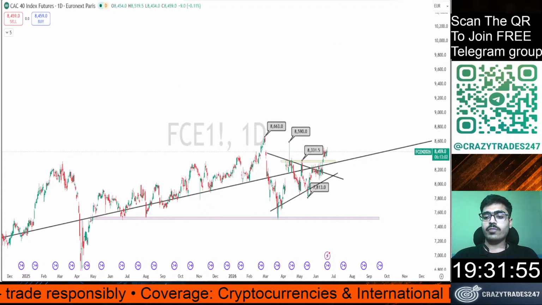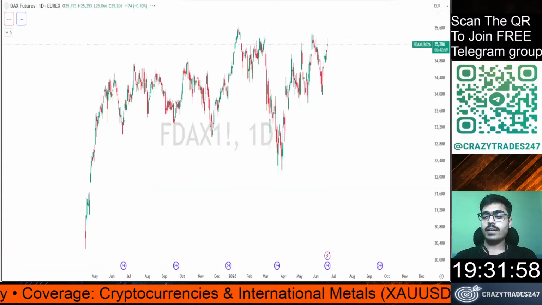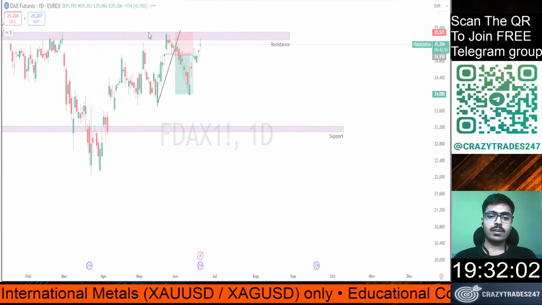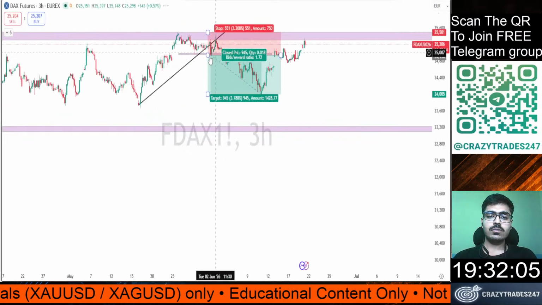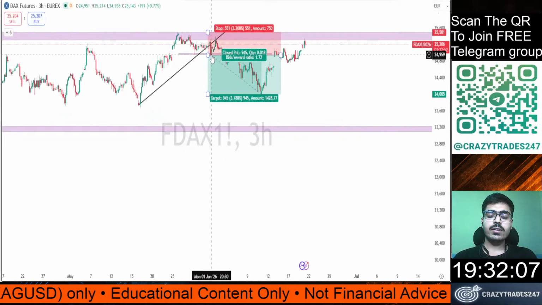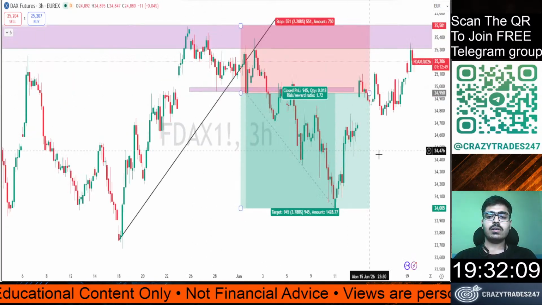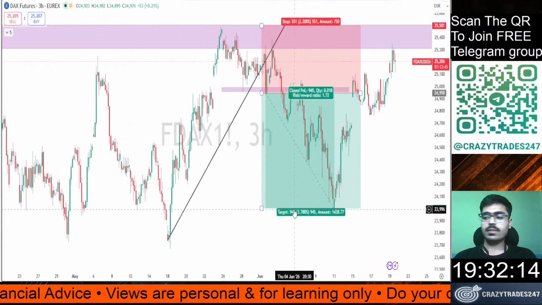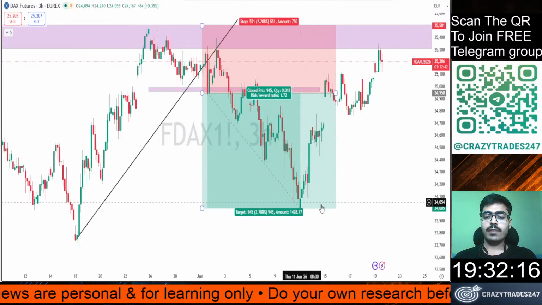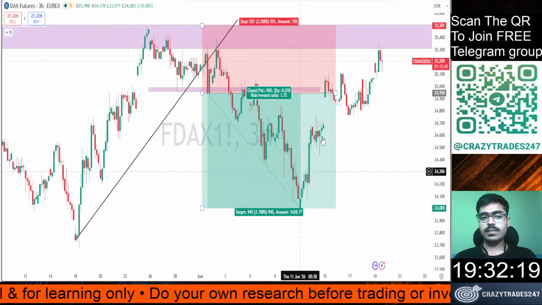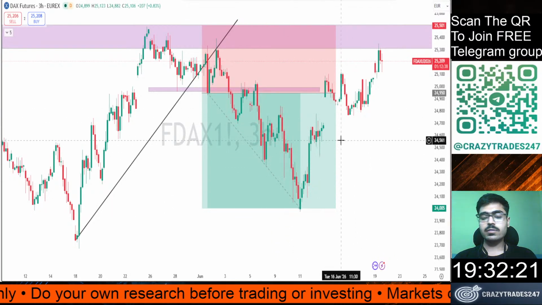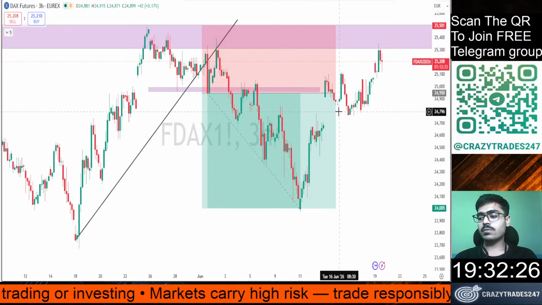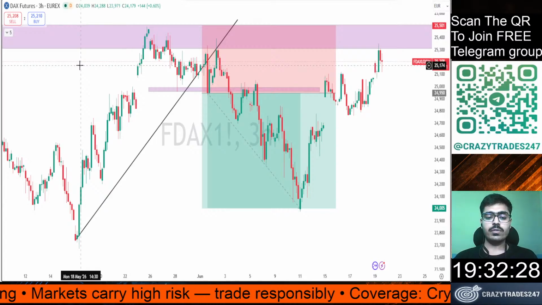So this was CAC 40. Next we have DAX, and this was the trade we took on FDAX. This trade got triggered on 1st June itself, and soon after that, the price achieved our target. And this was really a nice trade. After achieving our target, the price of DAX bounced back sharply, and it has risen above.